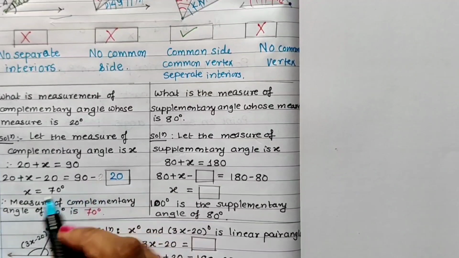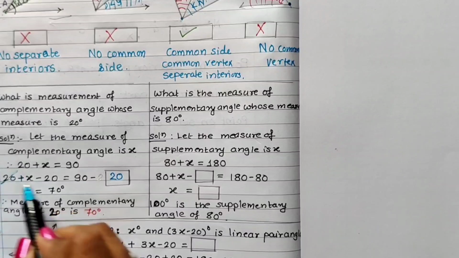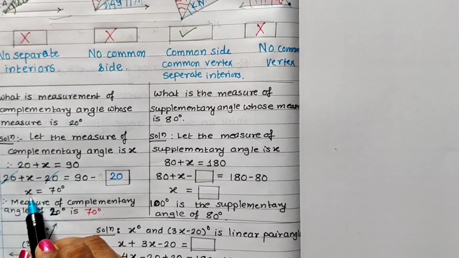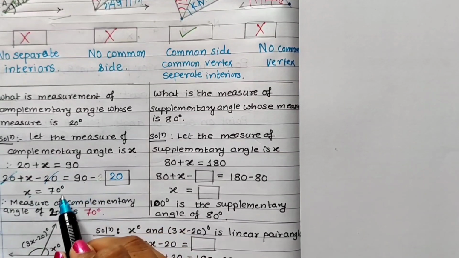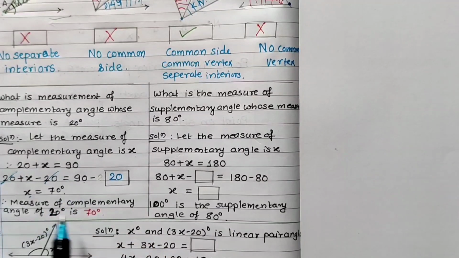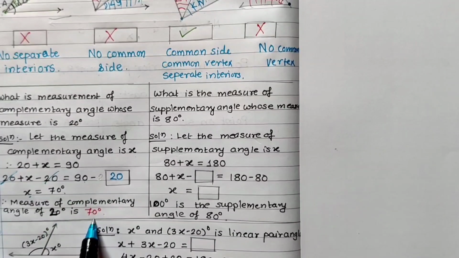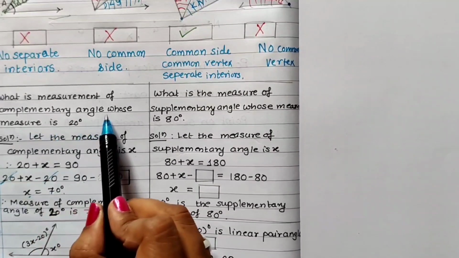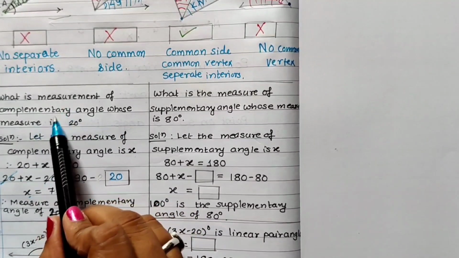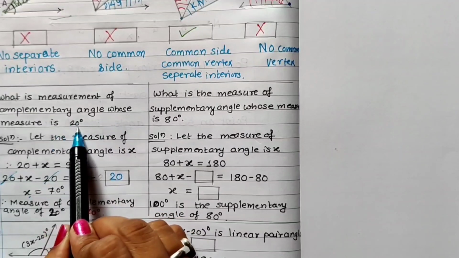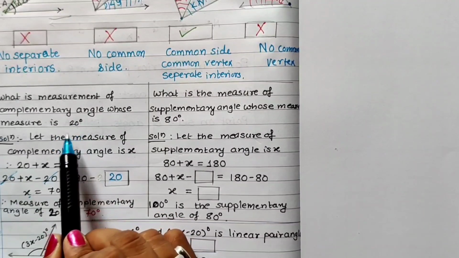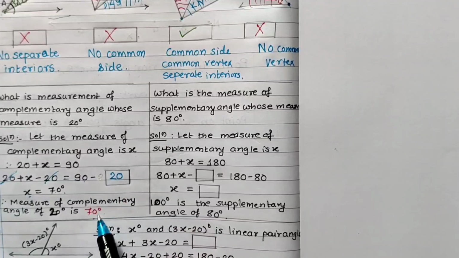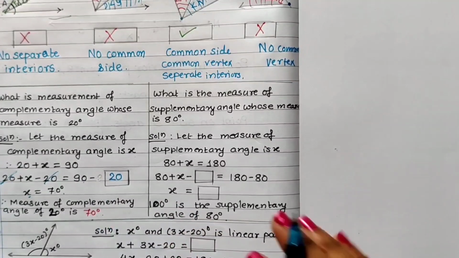90 minus 20. Here plus 20 minus 20 is gone. Only x remaining, but here 90 minus 20 is 70. So the measure of the complementary angle of 20 degrees is 70 degrees. 70 plus 20 is 90 degrees. So what is the question? What is the measure of the complementary angle whose measure is 20 degrees? So the measure of the complementary angle whose measure is 20 degrees is 70 degrees. 20 plus 70 is 90.